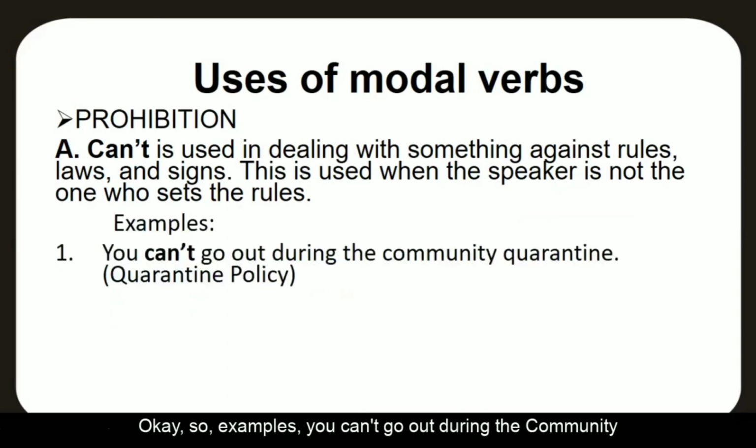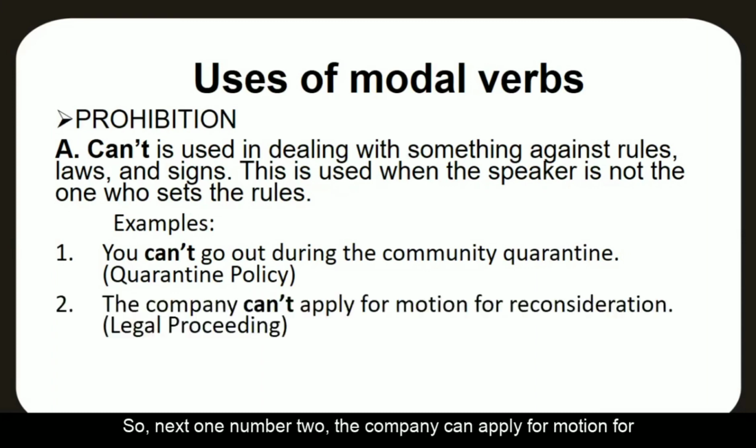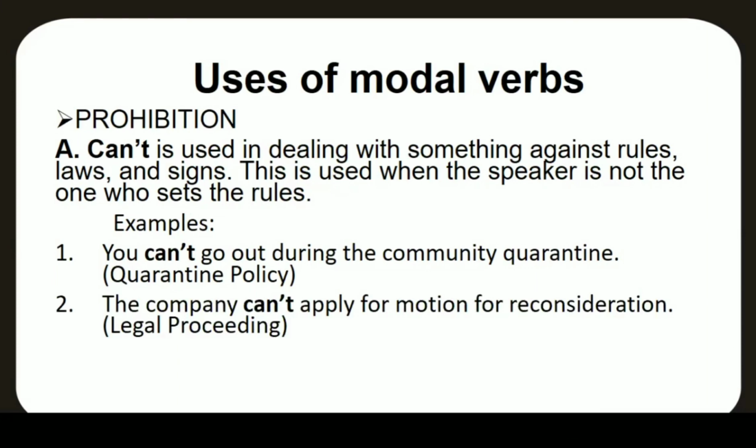Okay, so examples. You can't go out during the community quarantine. This order came from the quarantine policy. It's like the order is from them. So that is also made by one of the agencies in the government. Next one, number 2, the company can't apply for motion for reconsideration because that has something to do with the legal proceeding. So that is the order of the court.